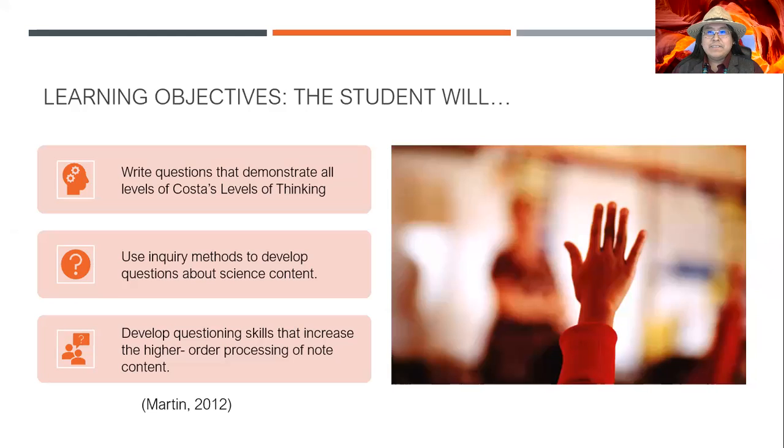All right, in today's video, hopefully by the end of this video, you'll know a little bit more about Costa's levels of questioning, and you'll be able to help your students to write questions that demonstrate all levels of Costa's levels of thinking. You'll help your students to use inquiry methods to develop questions about science content. And lastly, you'll help your students develop questioning skills that increase the higher order processing of content.